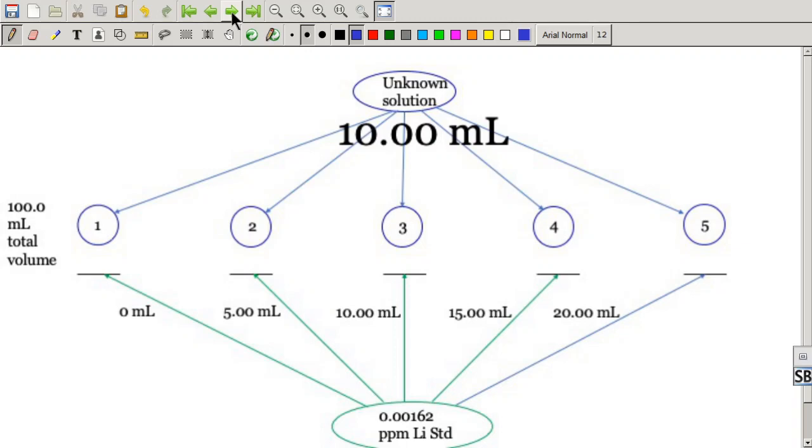But the first thing we can do is say, all right, if we add these volumes of our 0.00162 part per million lithium sample to our unknown and dilute it, what will be the new concentrations of added lithium in there? Now, of course, in the first case, that concentration is going to be 0.000 parts per million. How do we get these other concentrations? If we add 5 milliliters of a 0.00162 part per million solution and dilute that to a total volume of 100 milliliters, what's the new concentration of added lithium in that solution? What's the equation we use?